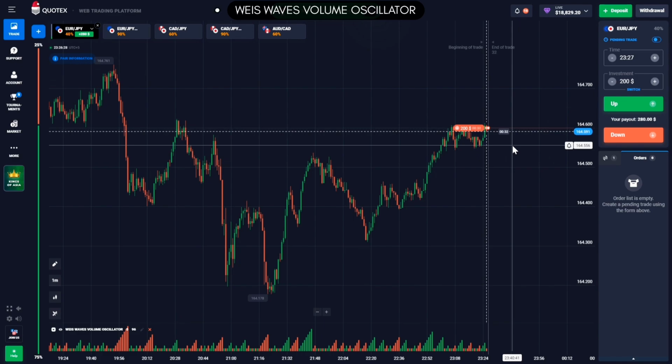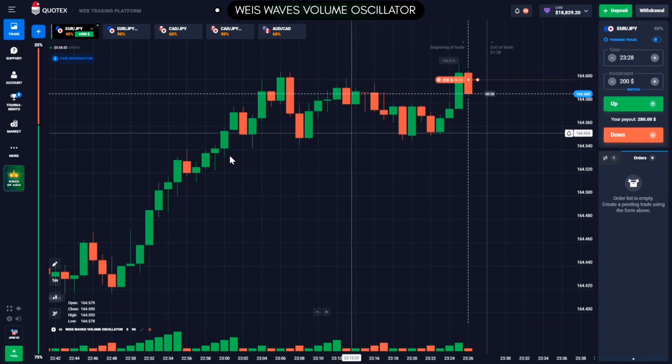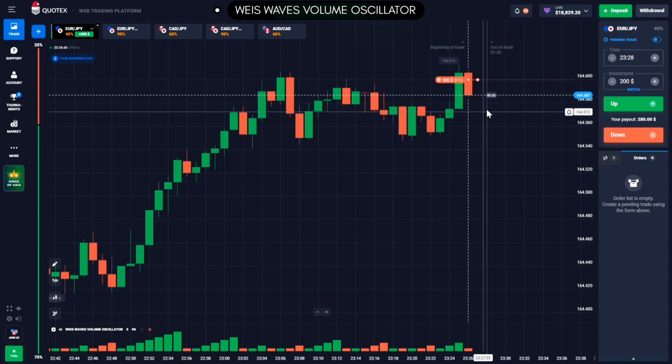Wave transitions. When the trend shifts from up to down, or vice versa, volume resets, marking momentum changes. Use these transitions to detect trend exhaustion or breakout confirmations.